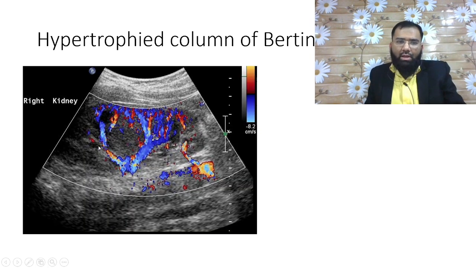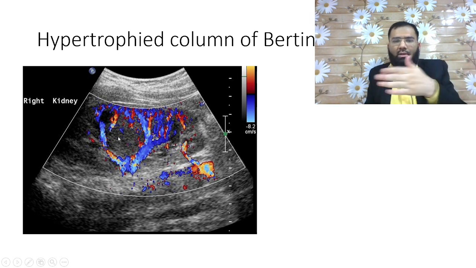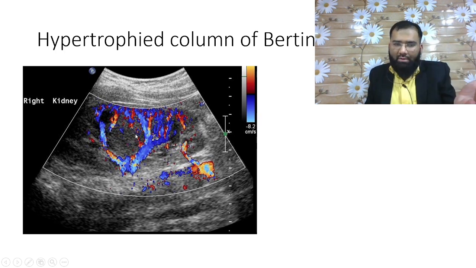One interesting variant is hypertrophied column of Bertin. This is the hypertrophied column which is pushing the vessels and the sinuses superiorly as well as inferiorly. Very interesting, it is seen more commonly on the left side than on the right, and it is more commonly in the interpolar region, that is between the right and the left pole. It is commonly mistaken for mass lesions, so you have to differentiate it from masses.